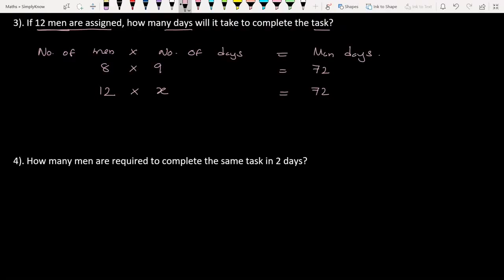So here we can easily find out the answer for X by solving this simple equation. 12 times X is 12X. 12X equals 72 and X is 72 divided by 12. You will get 6. Therefore, 6 days will be taken by 12 men to complete the same task.